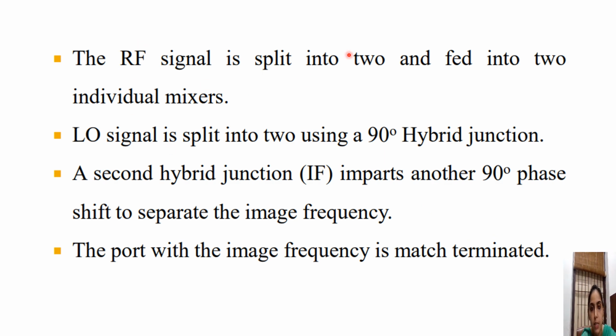So the RF signal is split into two and fed into two individual mixers. The local oscillator signal is split into two using a 90-degree hybrid junction, and a secondary hybrid junction imparts another 90-degree phase shift to separate the image frequency. The port with the image frequency is match terminated.